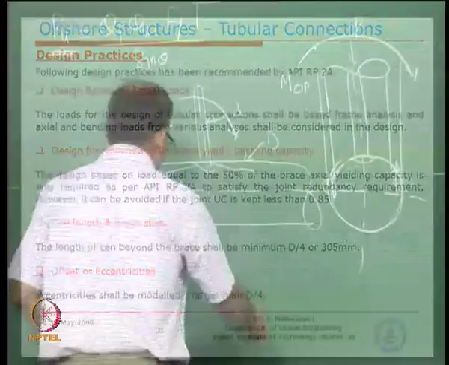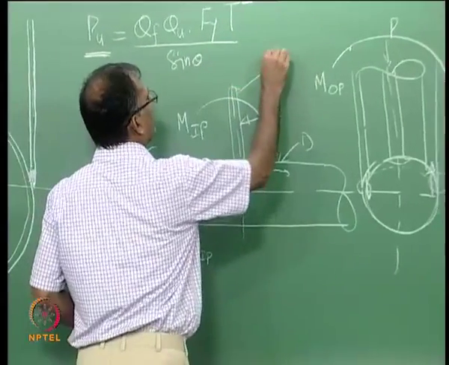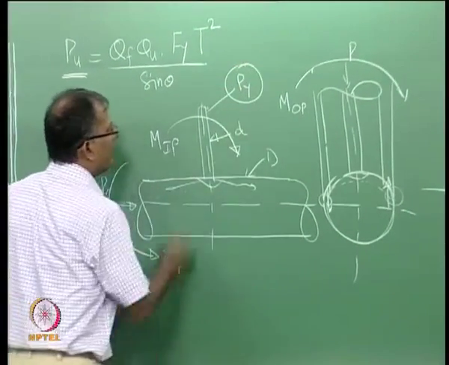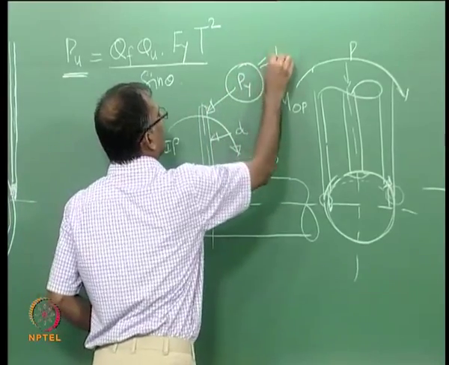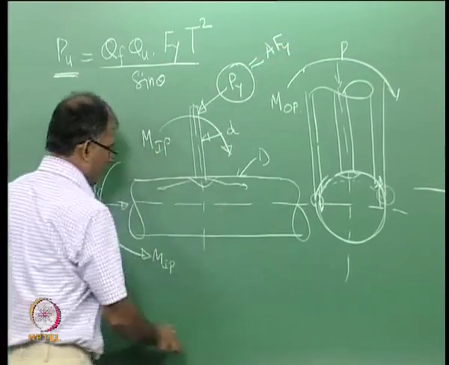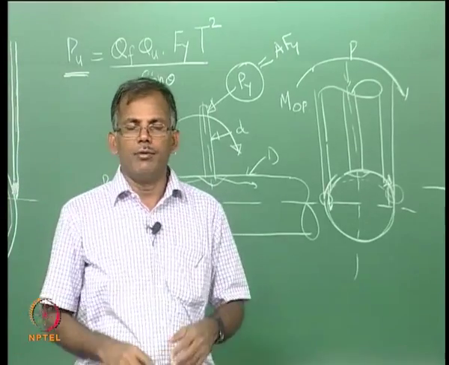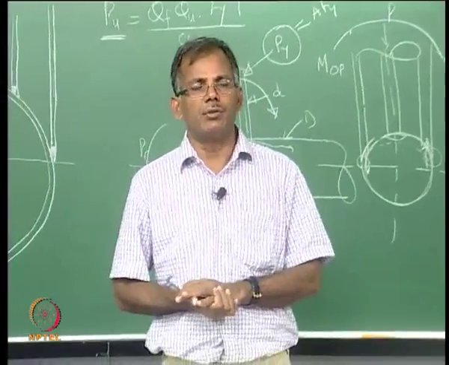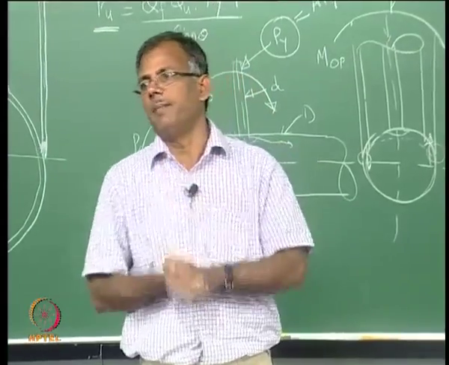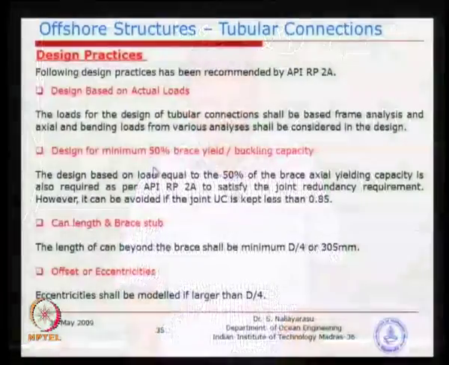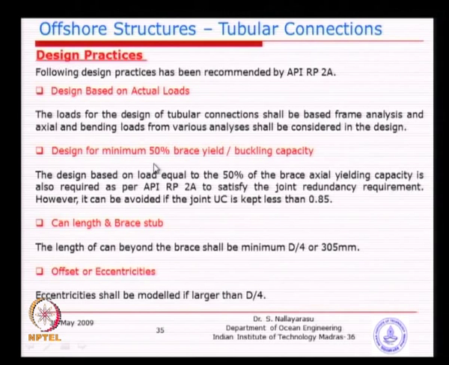Just now we were looking at the so-called Py, which is equal to area times Fy, isn't it? Now, the global analysis of the structure is carried out, you find out the load is something, say P, and also calculate the capacity of the brace member, take 50% and check which is governing. That means if 50% of the axial load capacity is higher, then the joint must be designed for this 50%, not the actual load.